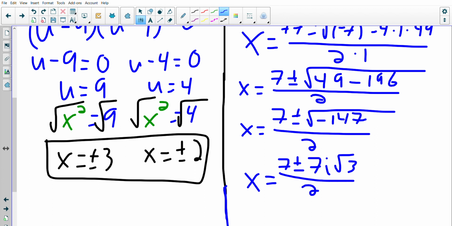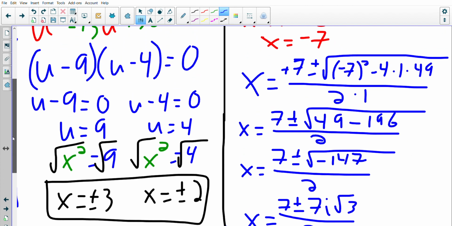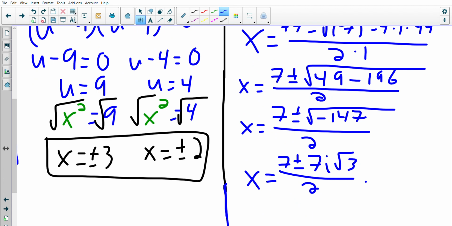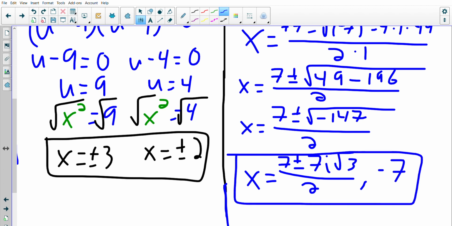Now there's not a whole lot we can do with that, so that's two of our answers because we got plus minus, and we also have negative 7 in there. So x equals 7 plus minus 7i square root of 3 over 2 and negative 7 that we found before. So there is our answer. So it's a little extra work. It's a lot of extra stuff that we haven't done in a while, but we said we got to bring it back now.